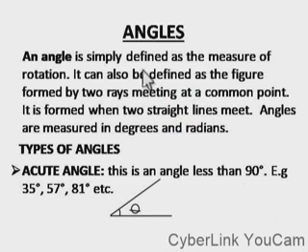Now we'll be talking about angles. What is an angle? Angle is simply defined as the measure of movement, measure of rotation, as the case may be. An angle is simply defined as the measure of what? Rotation. What do we mean by this?